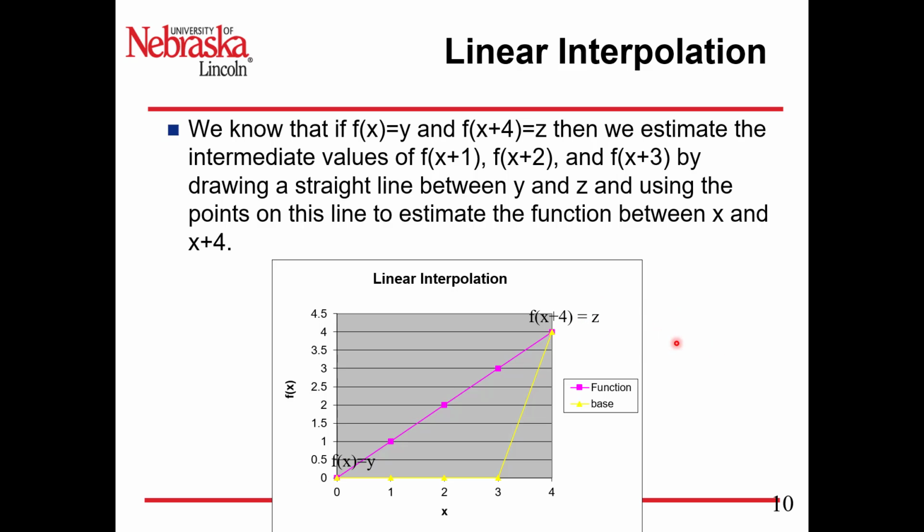The intermediate values can be interpolated by drawing essentially a straight line between them. And we can estimate this function for all three values of x plus 1, 2, and 3 by estimating 1/4 of the way up, 1/2 the way up, and 3/4 of the way up to 4, because we're breaking it into 4 sectors.